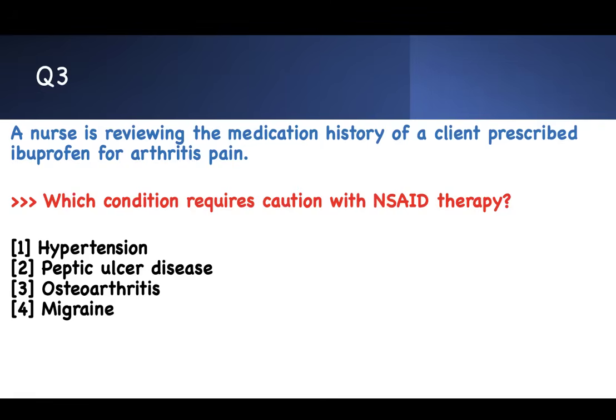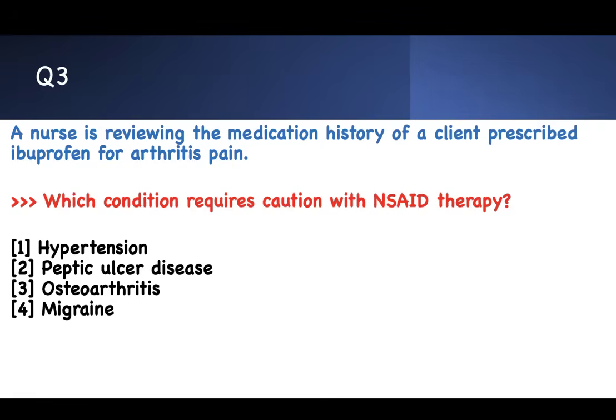So many side effects, and one of the major side effects is shown above. It can cause hypertension, it can cause ulcer problems, it is used to treat osteoarthritis, and you can sometimes use it with migraine. But between 1 and 2, the best answer is what? Peptic ulcer disease, worse than hypertension. Therefore, in this choice, I will take peptic ulcer over hypertension, even though hypertension may be another side effect.